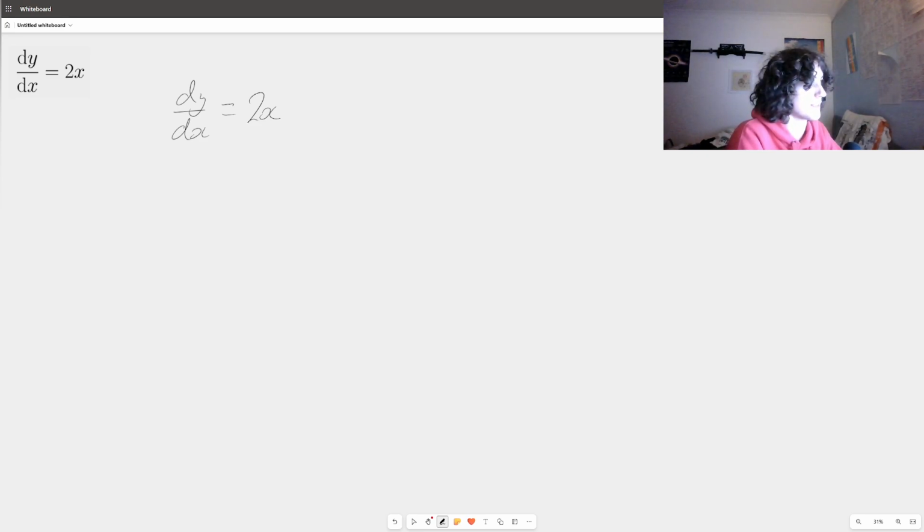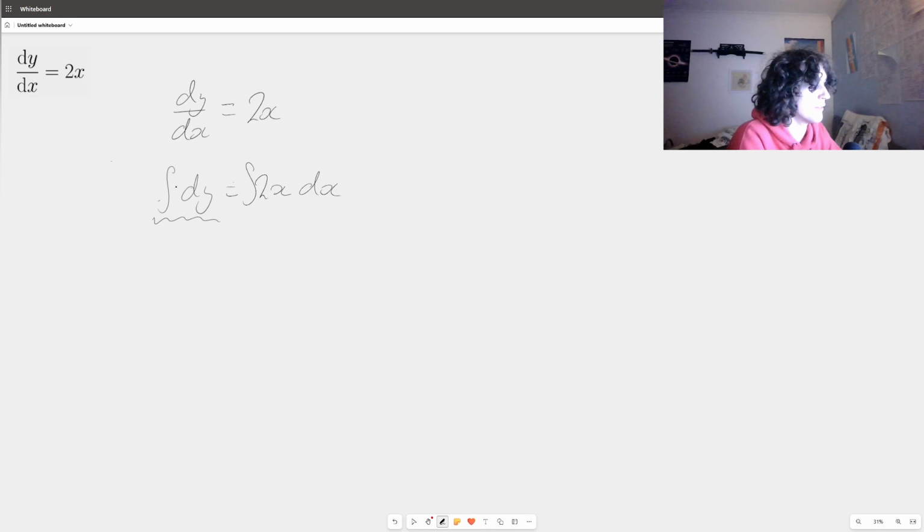dy by dx, or d by d of any variable, is considered an operator, but the reason why it's represented as a variable is because it can behave in such a way, and we are going to use that behavior now. So what we're essentially going to do is multiply our equation on both sides by dx, but if we're going to do that, we have to also integrate both sides at the same time. So I'm going to do dy is equal to 2x dx, that's my multiplication, but I have to integrate both sides at the same time.